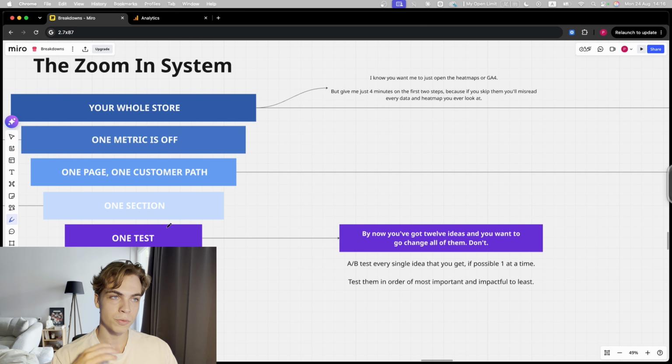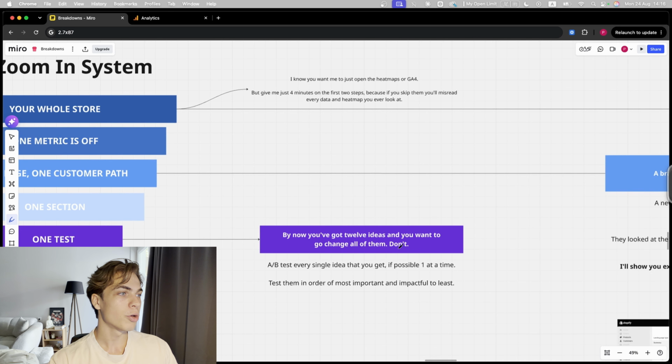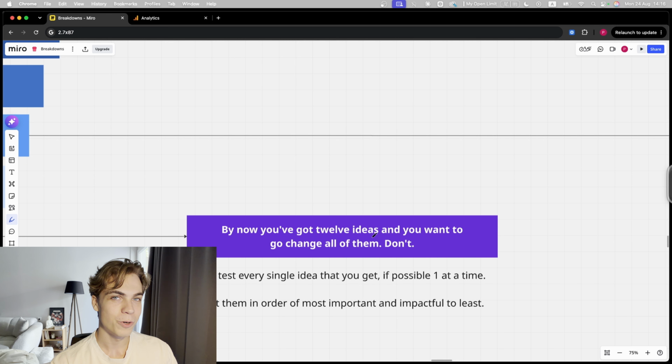And then the last thing, after you've done all of these things, you're going to come up with only one test. So by now you've probably got 12 ideas and you want to instantly go and change all of them, but please don't. A/B test every single idea that you get, and if possible, one at a time, and test them in order from the most important and impactful to the least important and impactful.